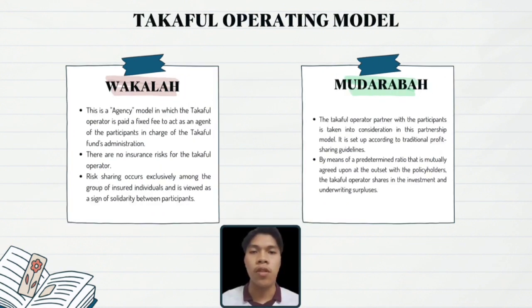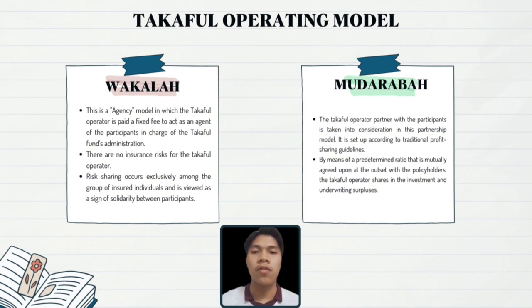So we go to operating model. Firstly is wakalah model. This is an agency model in which the takaful operator is paid a fixed fee to act as an agent of participants in charge of the takaful fund administration. The operator receives a fixed upfront fee, which is typically a percentage of the contribution paid to cover management expenses rather than sharing in the risk or the surplus from the fund investment and underwriting.